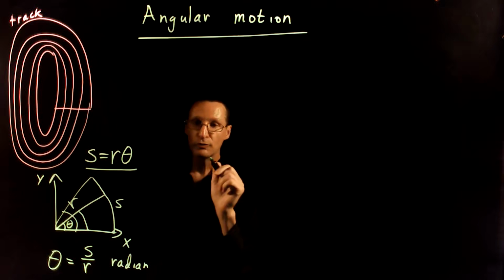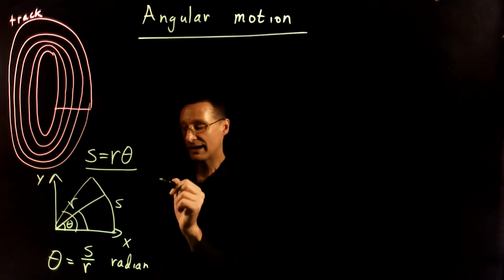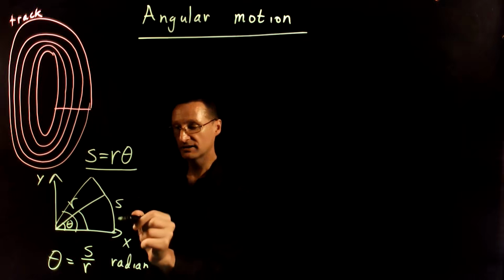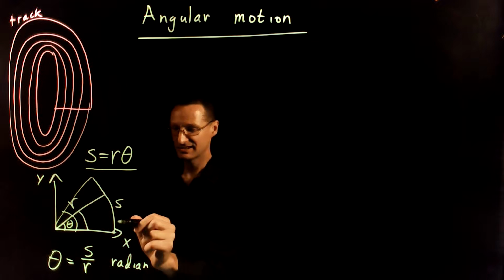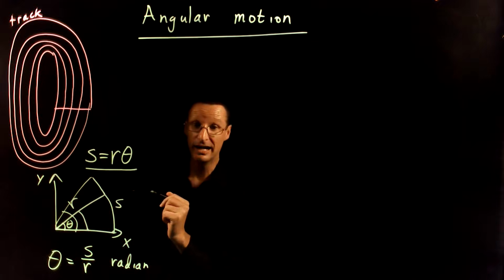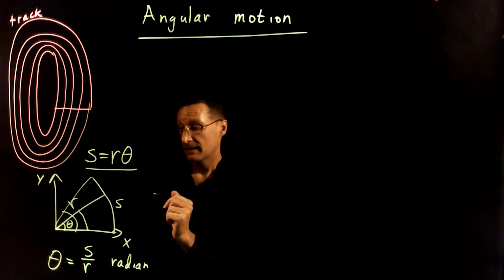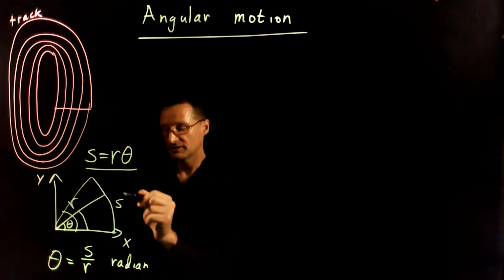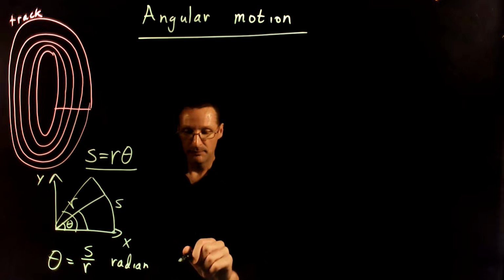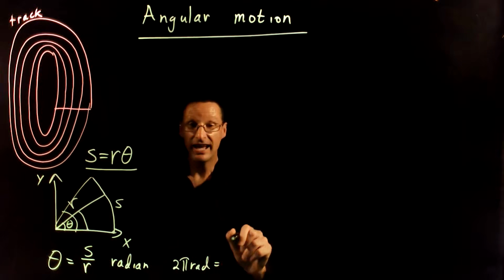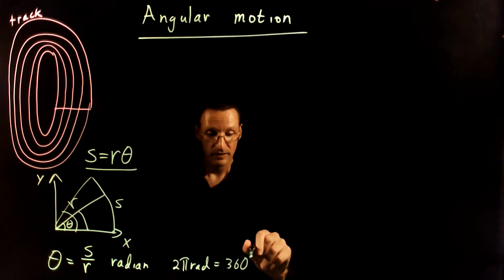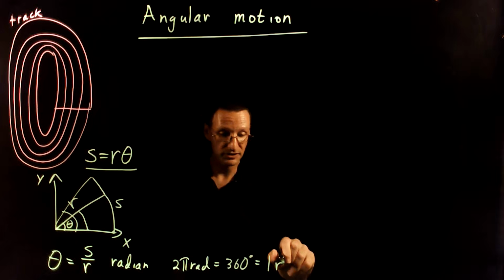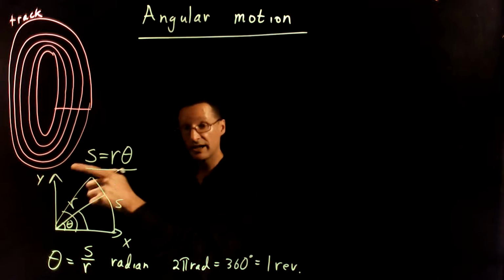By the way, an angle of 1 radian would be where the arc length s is about equal to the radius r. So this smaller arc length here is about equal to 1 radian, and that angle is about equal to 1 radian. By the way, if you go once around a circle, that's 2 pi radians. That is the same as going around the circle once, which is 360 degrees, which is the same as 1 revolution going around the circle once.